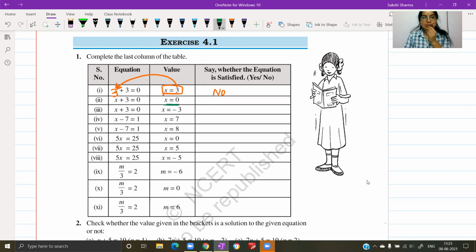Then x equals to 0. यहाँ पे अगर हम 0 लिखते हैं. Is it correct? 0 plus 3 equals to 0. This is also wrong. 0 plus 3 is not 0. Okay. I think now it's clear. This last one, if I try to use it here, -3, then the two sides are equal. This will be a yes.